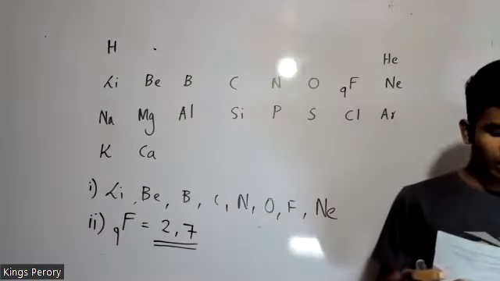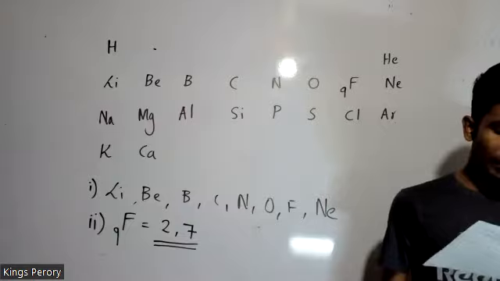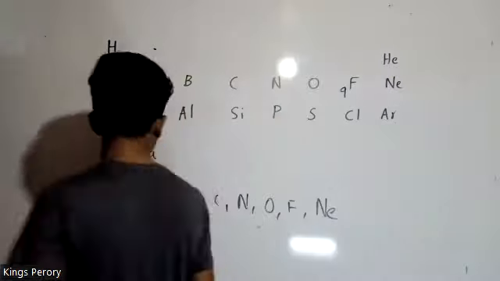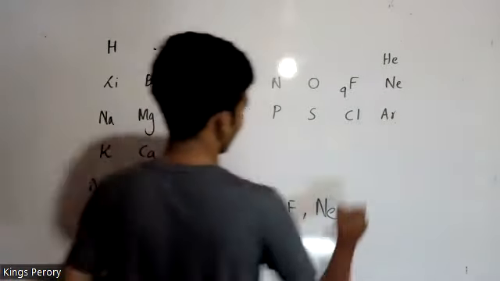Third one, question 8. Write the chemical formula of the compound which is formed in the reaction between lithium and oxygen. Lithium and oxygen.